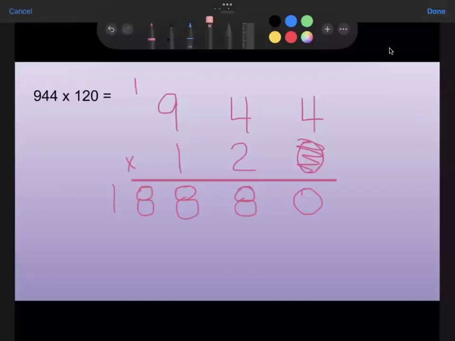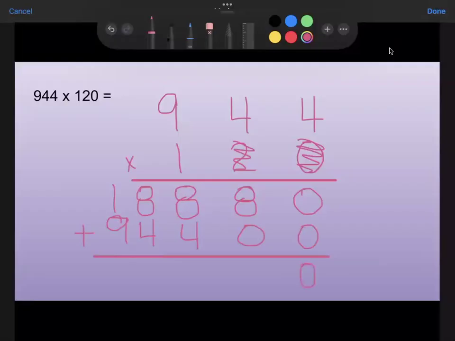Okay, so I'm going to erase this. I'm going to cross off the 2. This time I need to add 2 zeros to show that now I'm multiplying by a number in the hundreds place. So 4 times 1 is 4. The second 4 times 1 is also 4, and 9 times 1 is 9. So these are the partial products that I got when I multiplied. I just have to add these together to get my final answer.